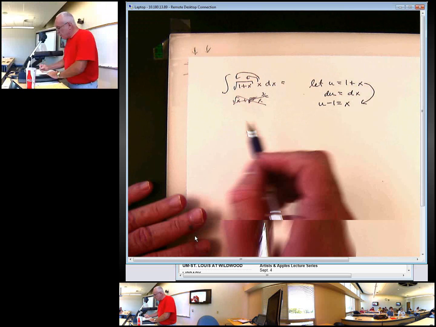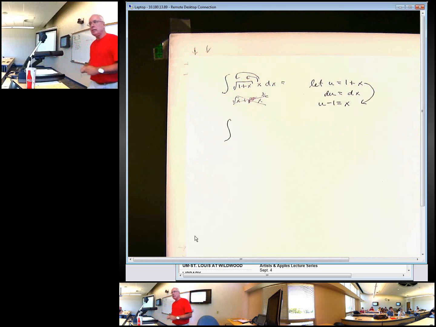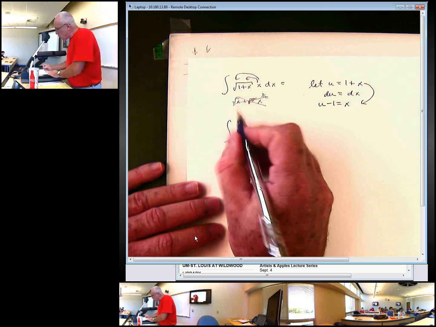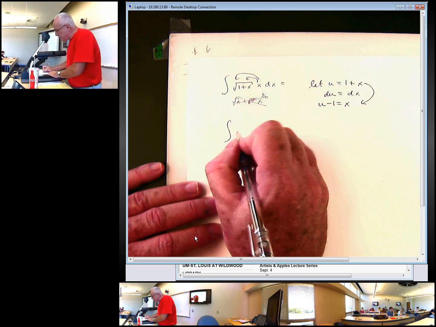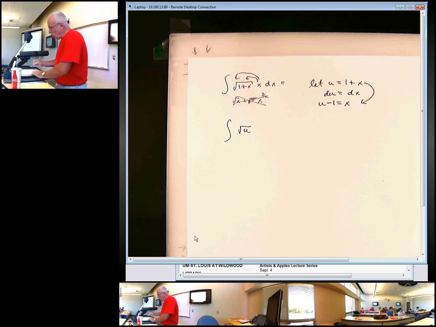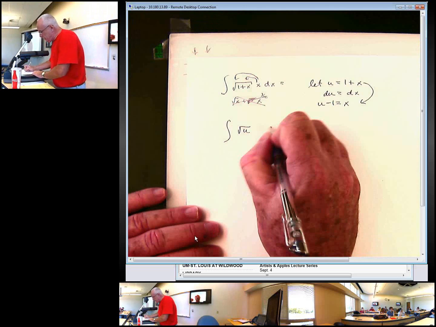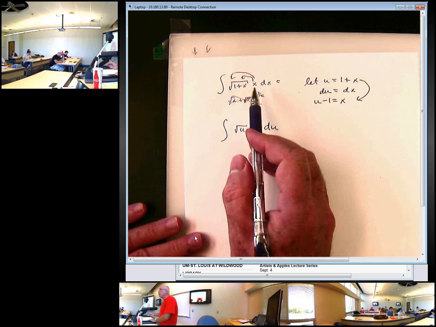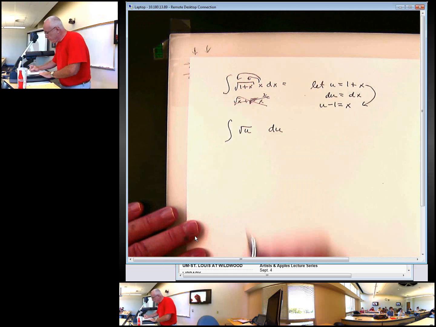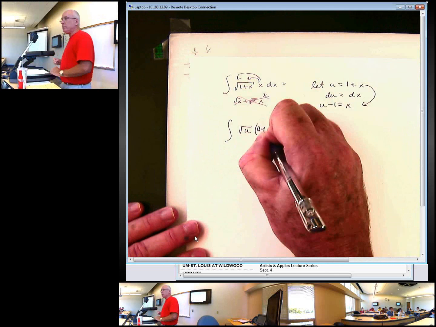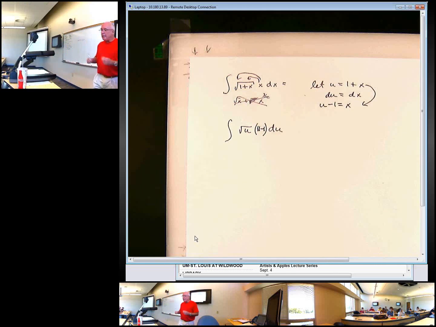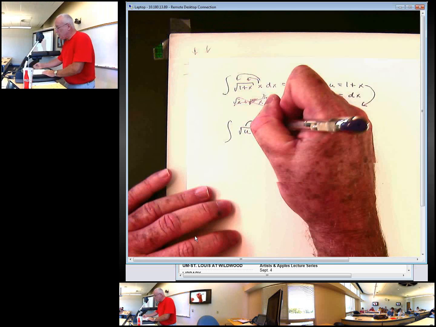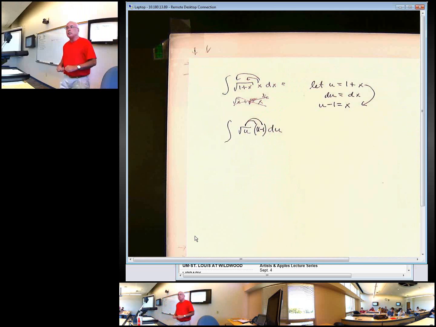So we can transform this antiderivative into the following. We can replace the square root of 1 plus x by the square root of u. We replace our dx by du. And then we can replace x by u minus 1. Like this. Now what we can do with this is distribute in order to get two terms.